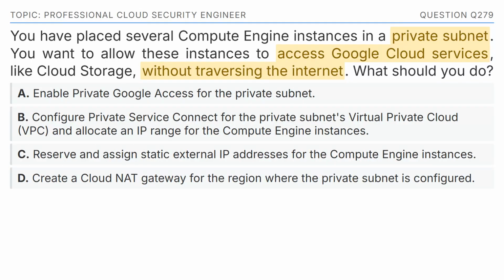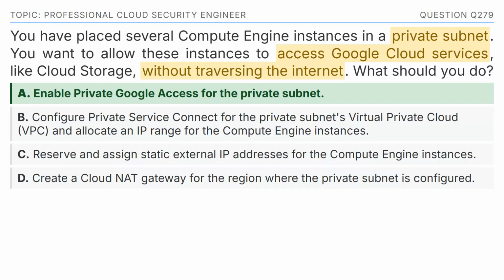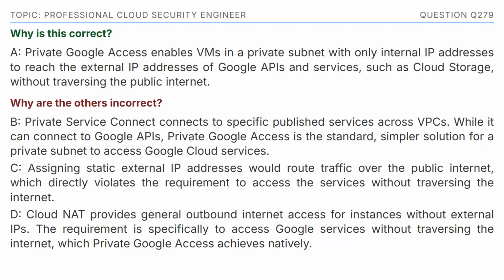To arrive at the correct answer, we focus on the keywords: private subnet, access Google Cloud services, without traversing the internet. The correct answer is option A, enable private Google access for the private subnet. Why is this correct? A. Private Google access enables VMs in a private subnet with only internal IP addresses to reach the external IP addresses of Google APIs and services, such as cloud storage, without traversing the public internet.